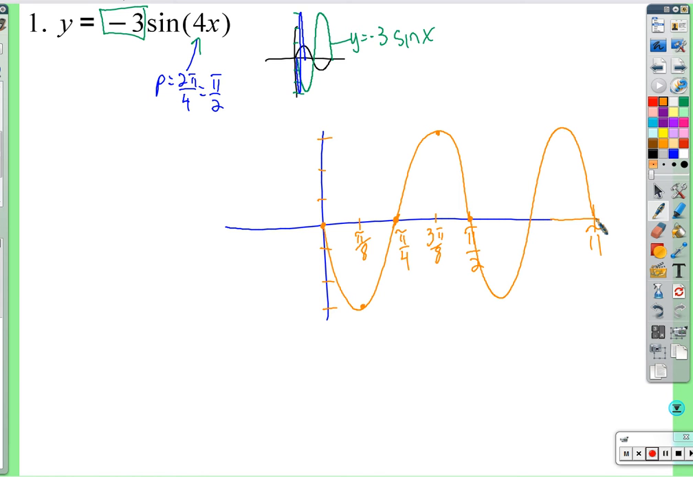Alright, any questions? Make sure we get the amplitude and the period marked off, and then we flip it over. Good.